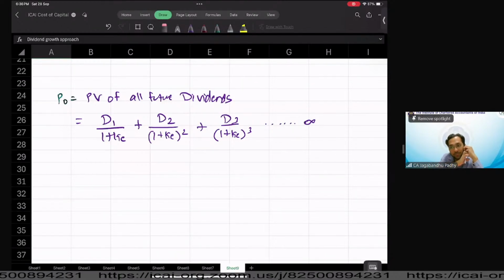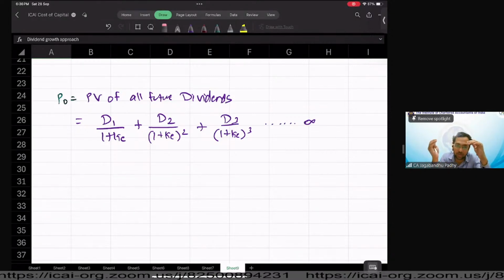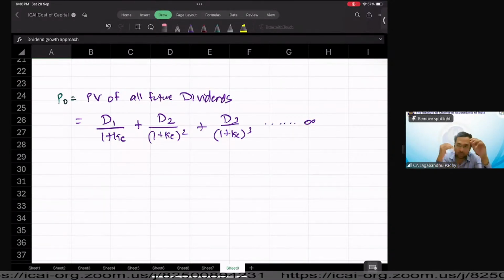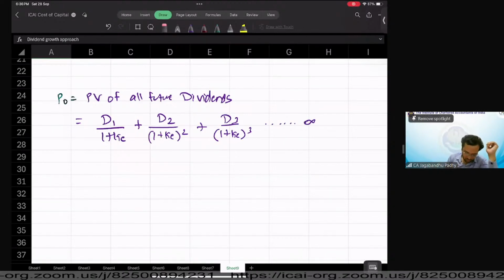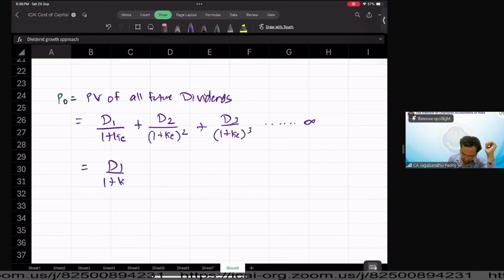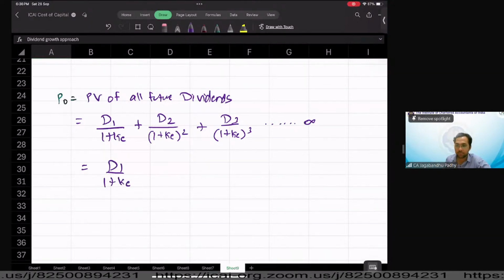PV is present value. Value of anything. Pawan, value of anything is simply present value of all future expectation that you have. The future benefits, the future dividend that you're going to get, the present value of the same is going to be the value today. So the dividend has to be generally growing, sir. So if it is first year, then we say D1 upon 1 plus KE, right? And P0 is the current price of the share. Yes, the current price of the share is the present value of future dividends that you're going to get.